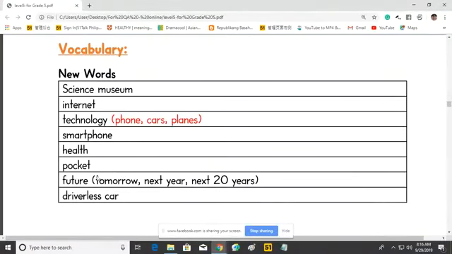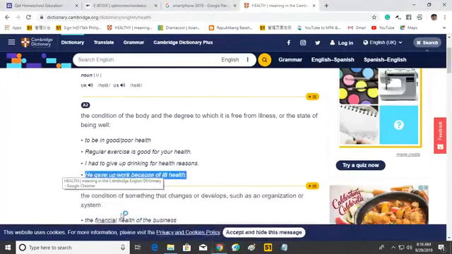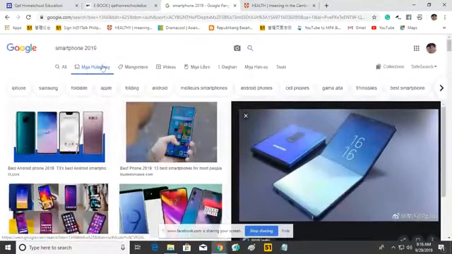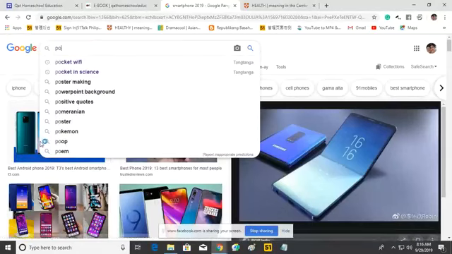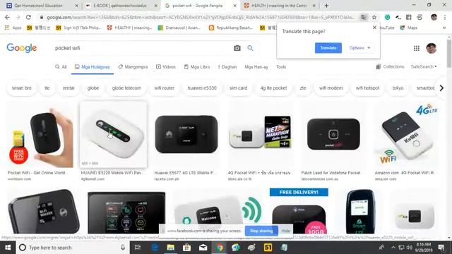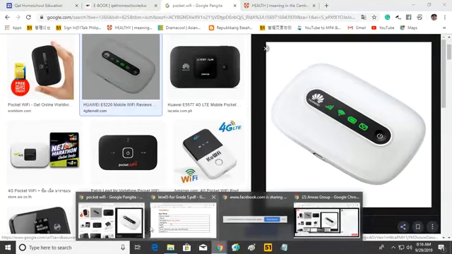Now, let's try to learn pocket. So this is an example or a picture of pocket. You can maybe use this one because it is futuristic. This talks about pocket Wi-Fi. This is an example of a pocket Wi-Fi.